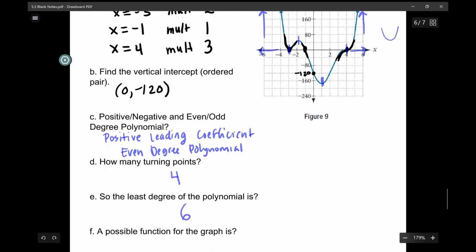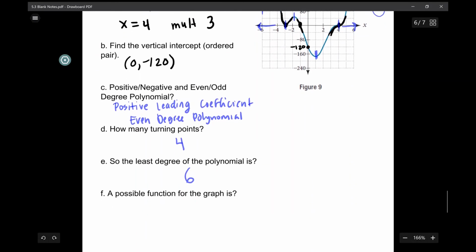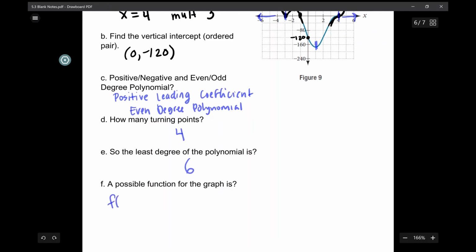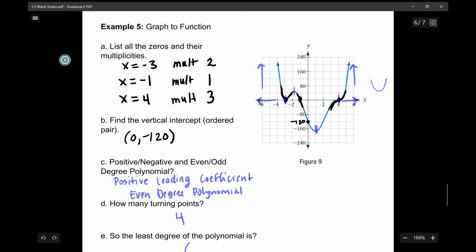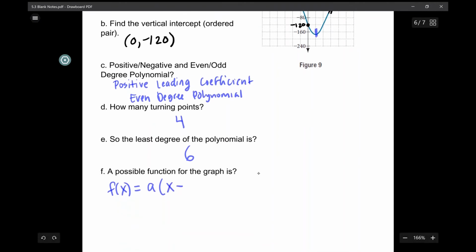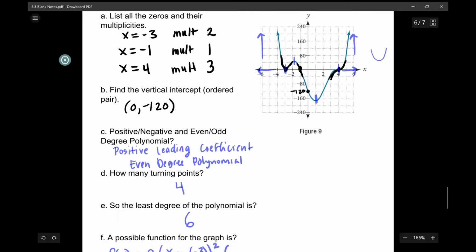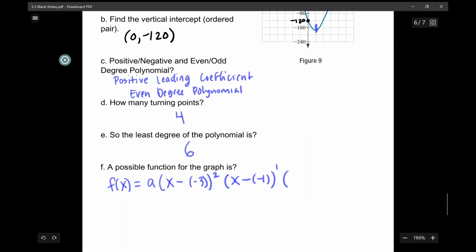What's a possible function for this graph? So let's go ahead and write our roots in. Okay, we're going to call this guy f of x. And we don't know the leading coefficient. Let's just write that as a for now. But we know it has a -3 root with multiplicity 2. So x minus -3 with multiplicity 2. We know it has a -1 root with multiplicity 1. x minus -1, multiplicity 1. x minus 4 with multiplicity 3.